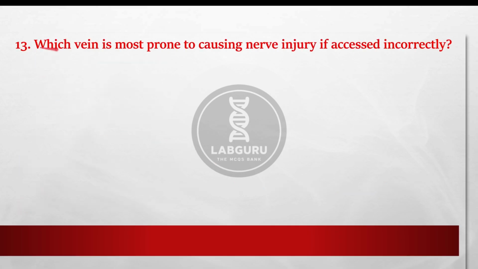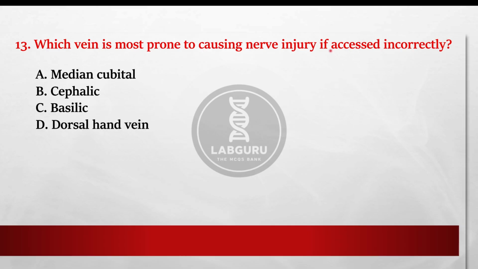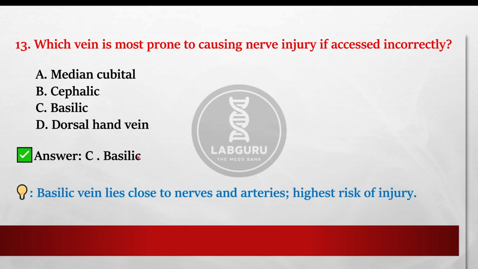Question number 13. Which vein is most prone to causing nerve injury if accessed incorrectly? The options are: median cubital, option B is cephalic, option C is basilic, and option D is dorsal hand vein. The right answer is basilic. The basilic vein is more prone to causing nerve injury if it is accessed incorrectly. Why? Because the basilic vein lies close to the nerves and arteries. It has the highest risk of injury. That's why the basilic vein is the last option we choose.